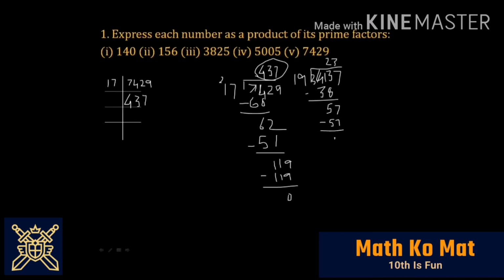57 minus 57 is 0. So we have got the remainder 0. This implies that 19 is a prime factor of 437 and 23 would be the quotient. So when we divide 437 by 19, we are left with 23. And as you know, 23 is a prime number. So 23 into 1 is 23. So again we have got the answer. So we can express 7429 is equal to 17 into 19 into 23.